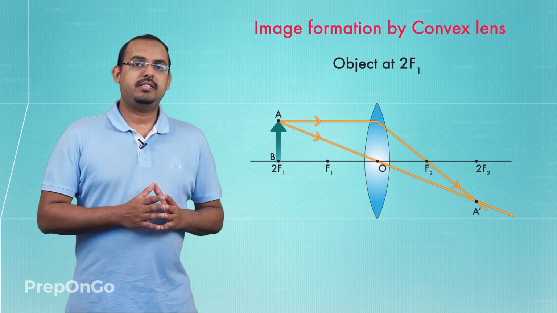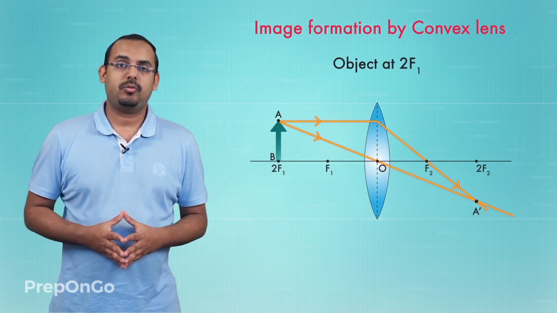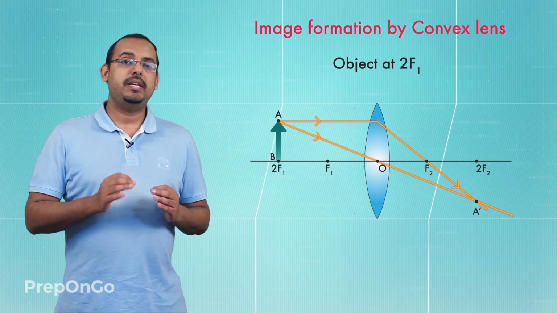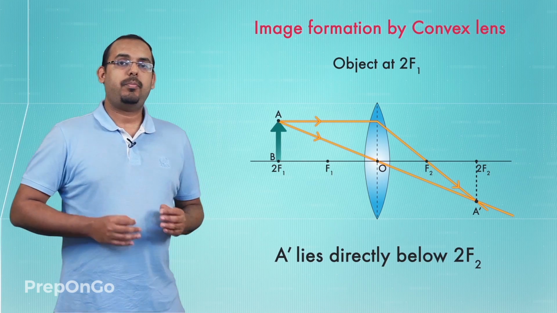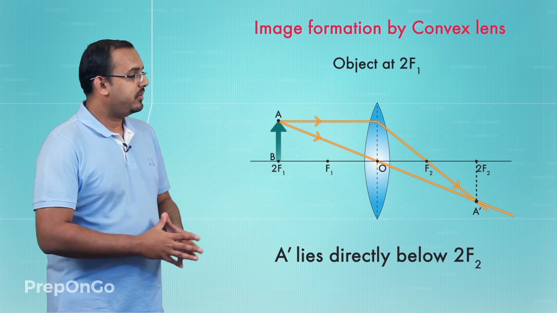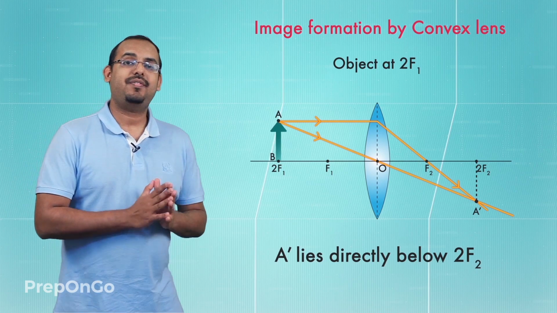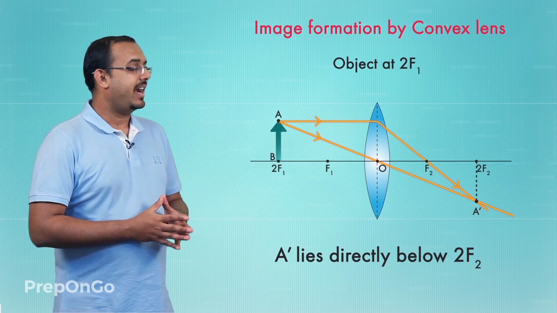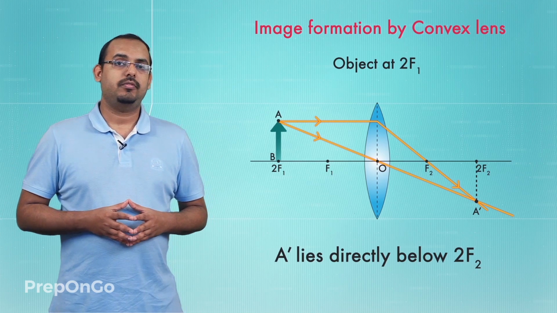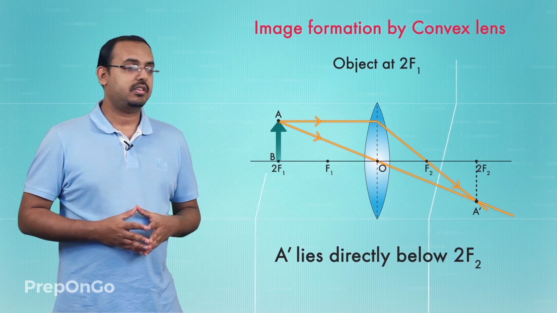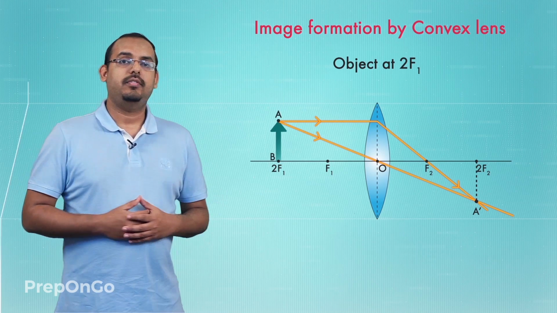Now we can see that these two refracted rays, the first ray and the second ray, meet after refraction at a point A dash, which directly lies below the point 2F2. If we measure the position of this point A dash horizontally, we'll find that this point lies at an exact distance of 2F from the optical center of the convex lens, but it lies below the principal axis. So this point A dash lies directly below the point 2F2 of this convex lens.